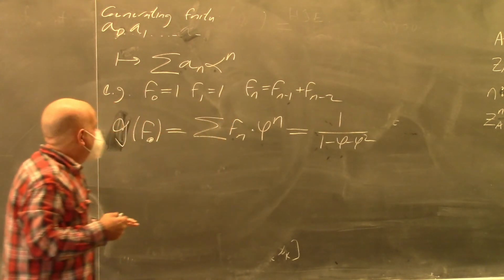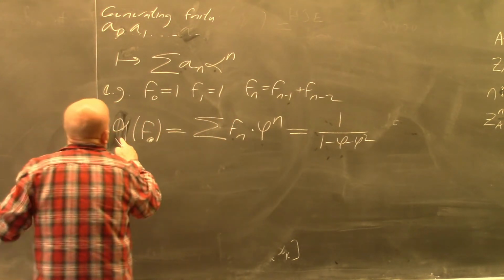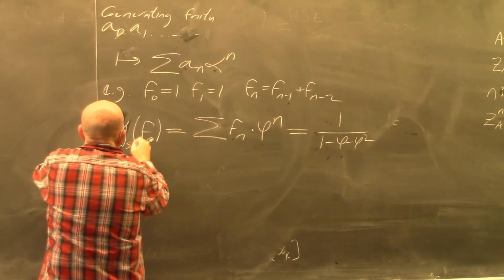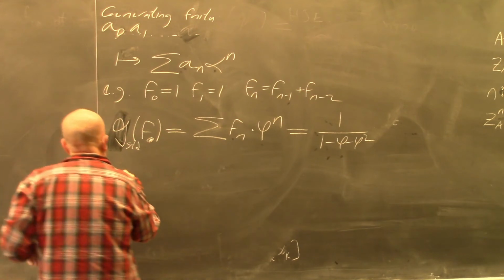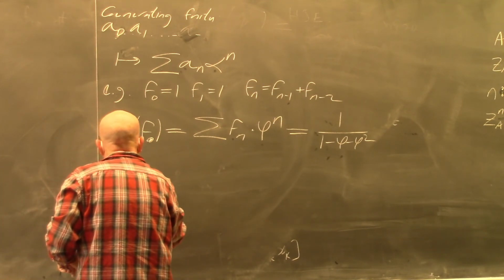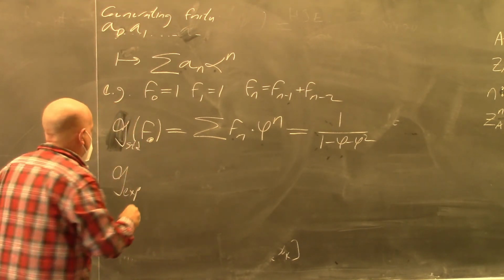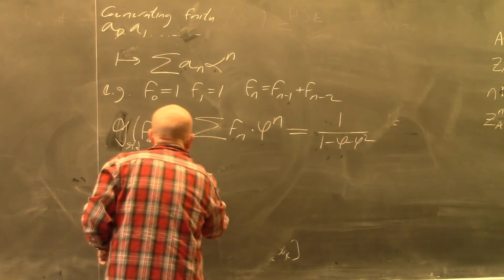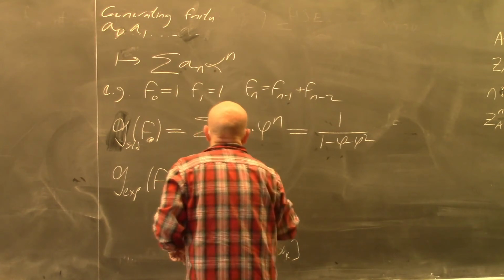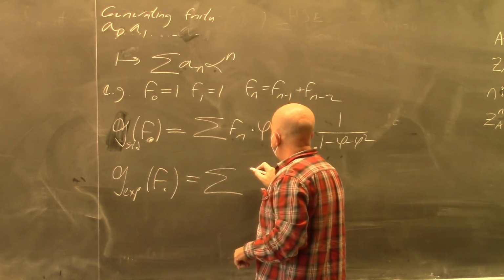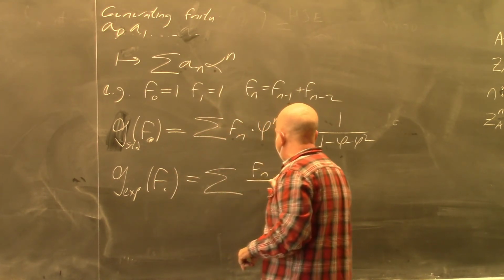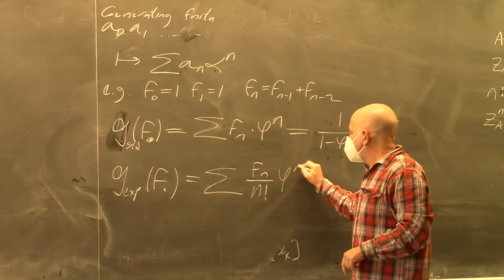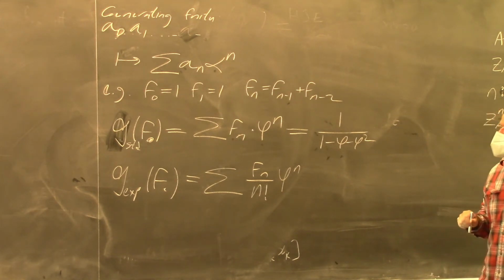There's actually a slight difference. Maybe I should have called it G standard, because there is also G exponential, and G exponential of a sequence is exactly the same thing, except instead of just Fn, you divide by n factorial. So you look at this sum. Okay?